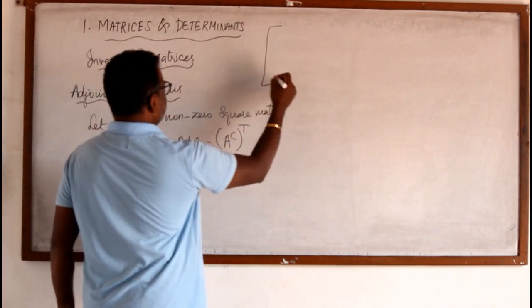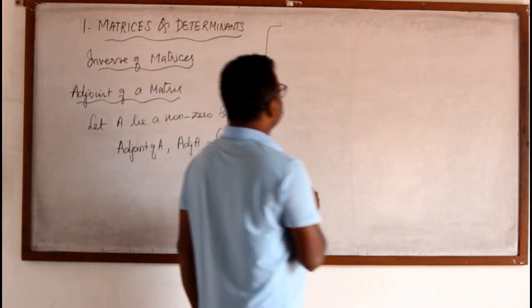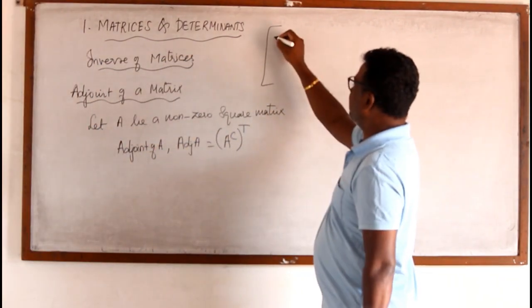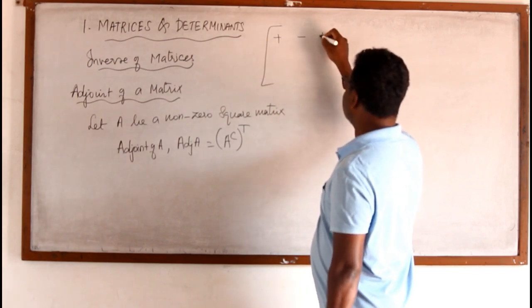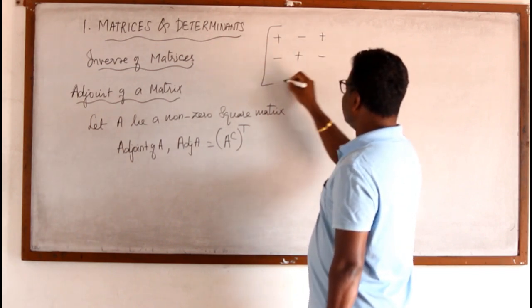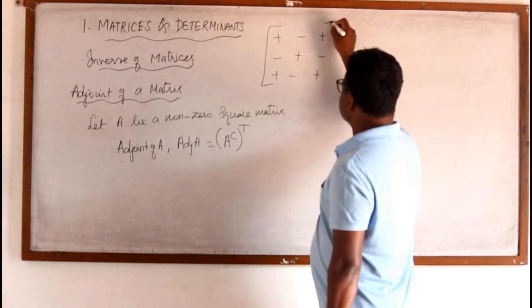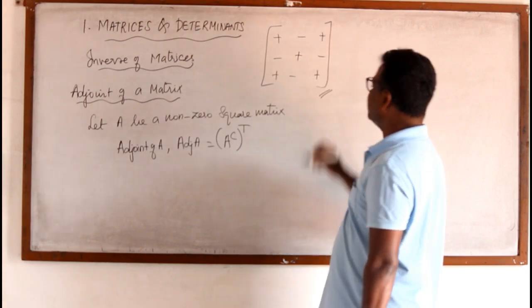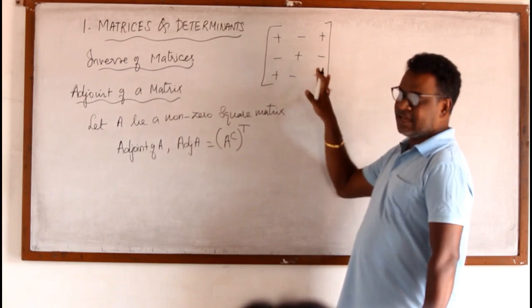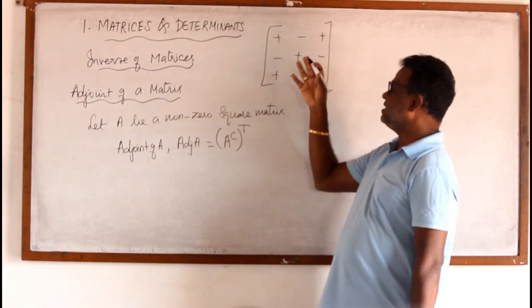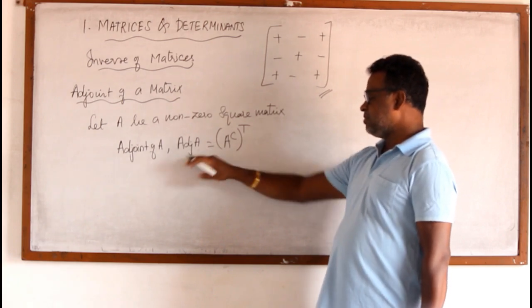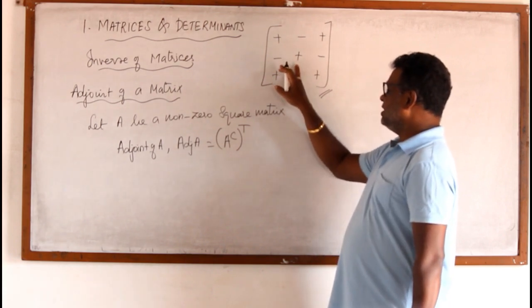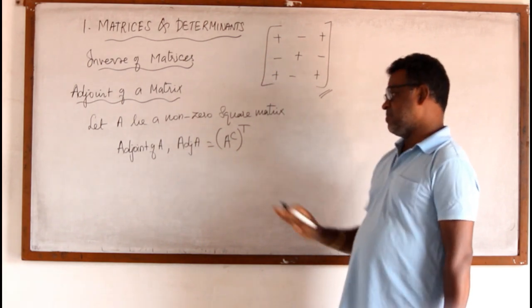Remember, we know in a matrix, if it is a 3 cross 3 matrix, then the elements will be possessing these signs: plus minus plus, minus plus minus, plus minus plus. So this we know already. Each element is having this sign in it. So we must be knowing about these things while finding the cofactor of a matrix.